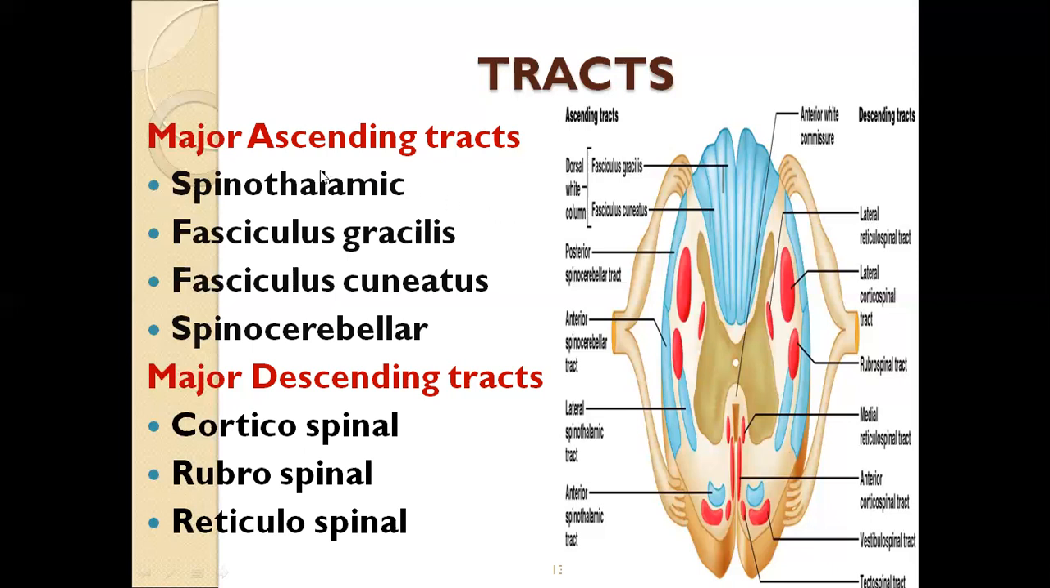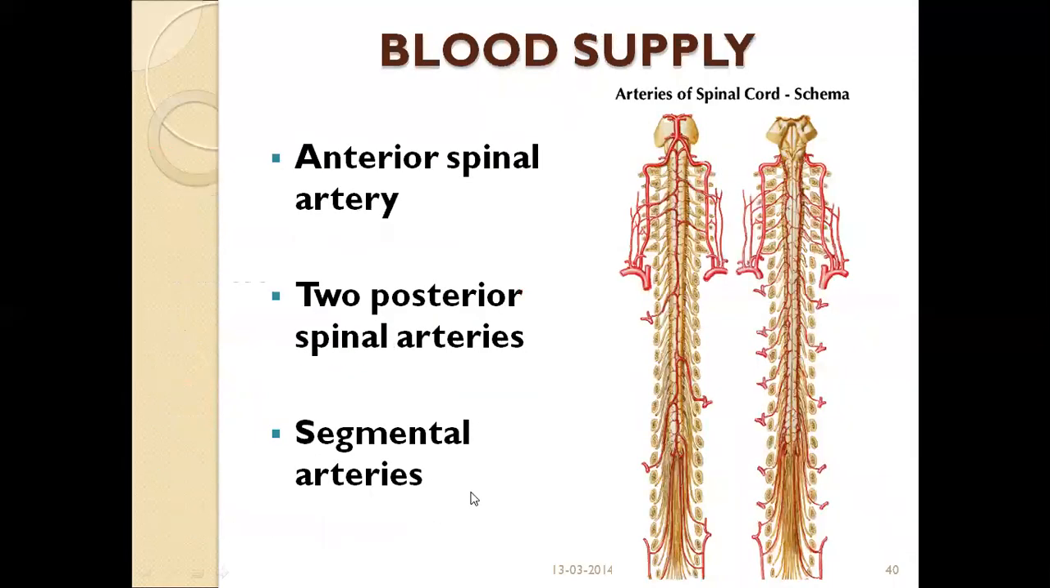So we have ascending tracts, which are nothing but sensory tracts. The ascending tracts have been shown in blue color over here: spinothalamic, fasciculus gracilis, fasciculus cuneatus, and spinocerebellar tracts. The major descending tracts we have are corticospinal, rubrospinal, and reticulospinal.